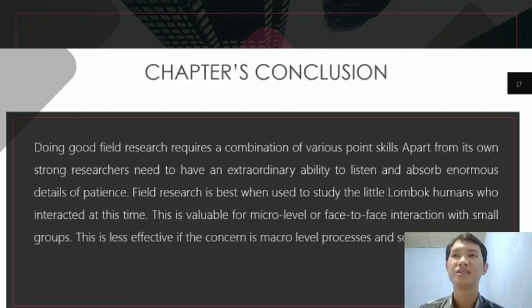And the chapter's conclusion is that doing good field research requires a combination of various skills. Apart from being strong researchers, they need to have an extraordinary ability to listen and absorb enormous details. Field research is best used to study the little humans who interact at this time. This is valuable from the micro level, or face-to-face interaction with small groups. It is less effective if the concern is macro-level processes and social structure.